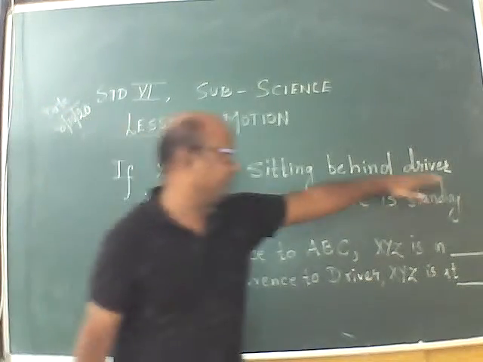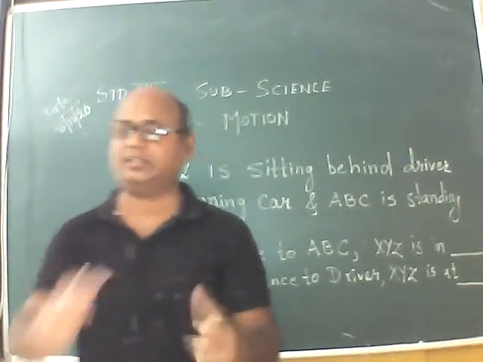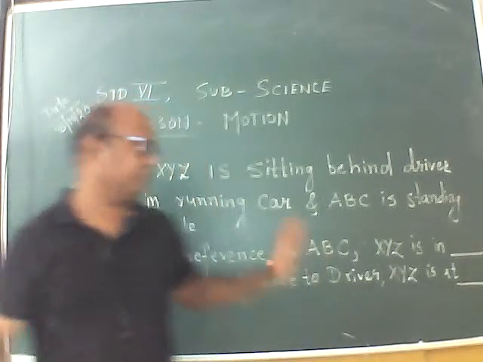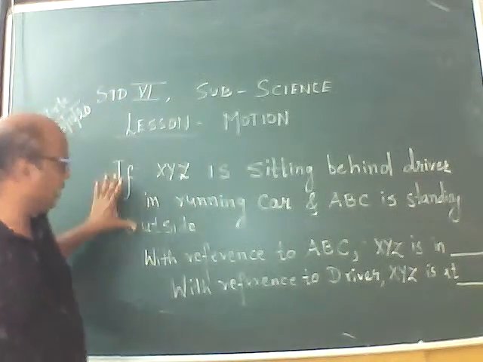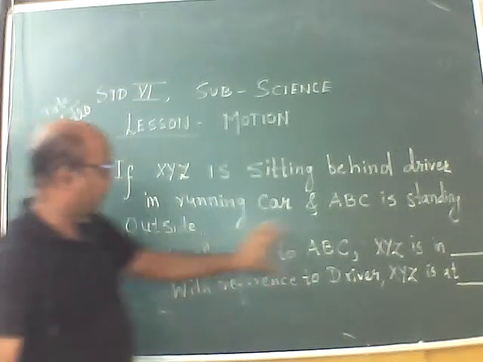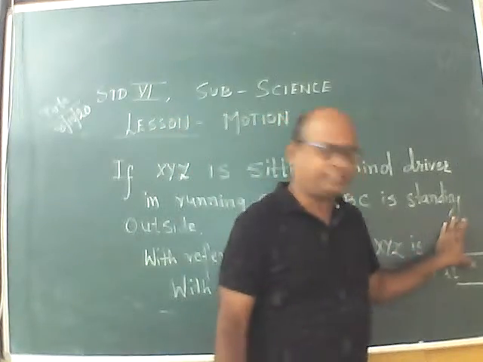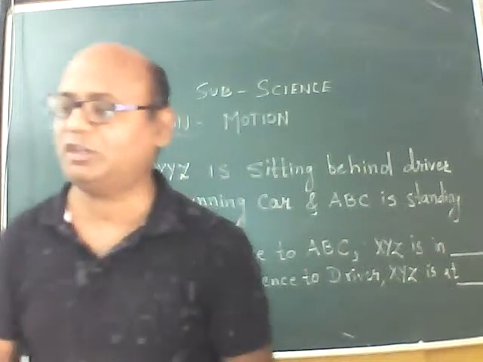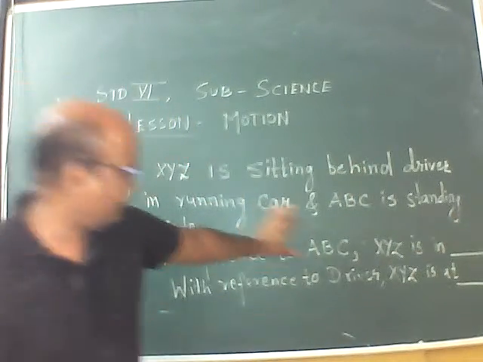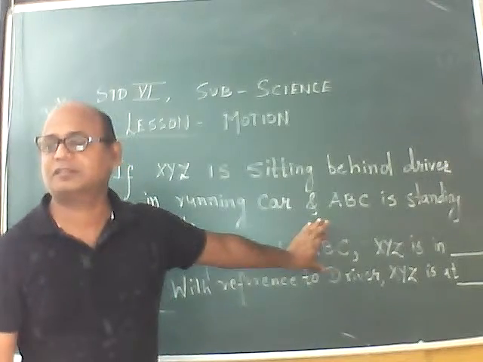XYZ is sitting behind the driver. Driver is driving the vehicle. XYZ is sitting behind the driver. ABC is standing outside. The car is running, and with reference to ABC, XYZ is in motion or is at rest? With reference to ABC.